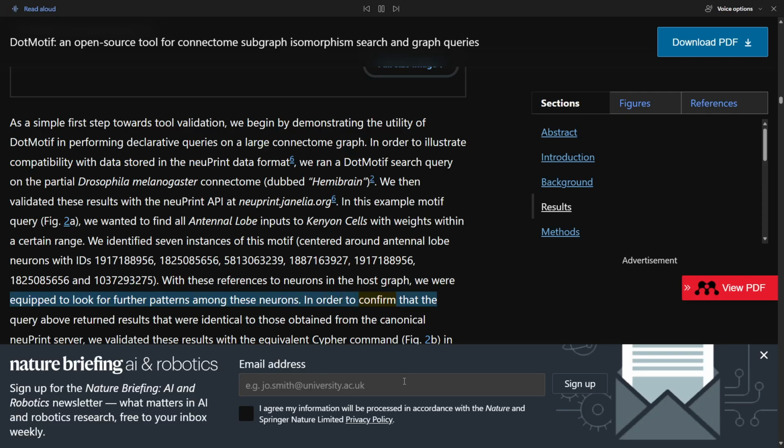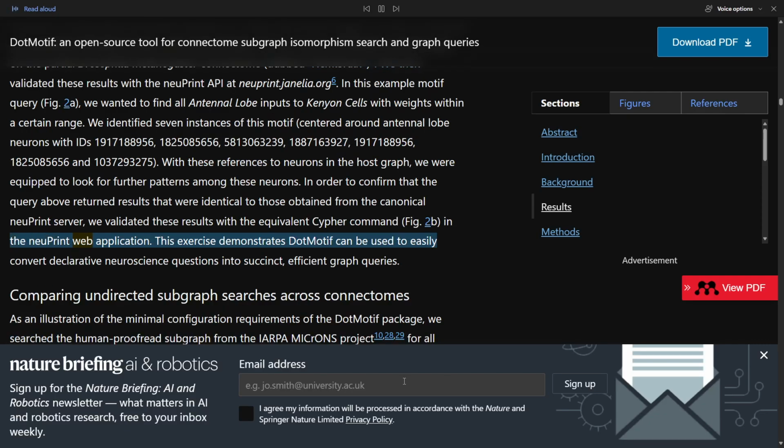In order to confirm that the query above returned results that were identical to those obtained from the canonical neuPrint server, we validated these results with the equivalent Cypher command, Fig. 2B, in the neuPrint web application. This exercise demonstrates DotMotif can be used to easily convert declarative neuroscience questions into succinct, efficient graph queries.